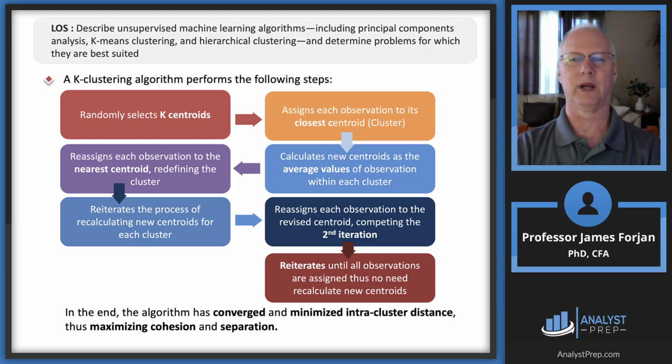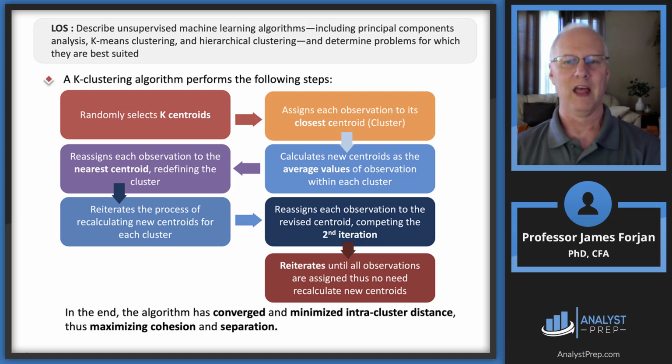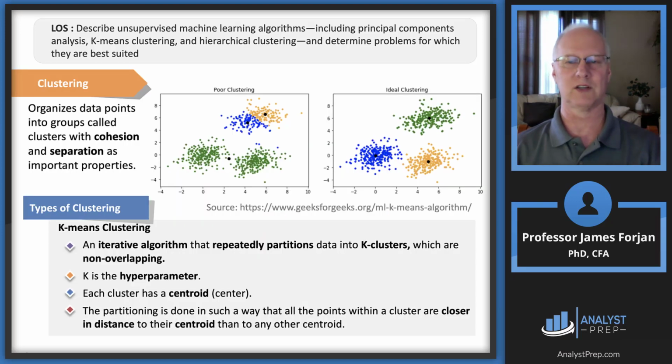So here's just a quick slide on a flowchart of exactly what happens during the K clustering. So we select K centroids, right? And then we observe the closest, calculate new, do this over and over again, reassign, reiterate, and reassign. And so look at the bottom there. The algorithm has converged and minimized intra-cluster distance, thus maximizing cohesion and separation. I use those words just back on this slide.